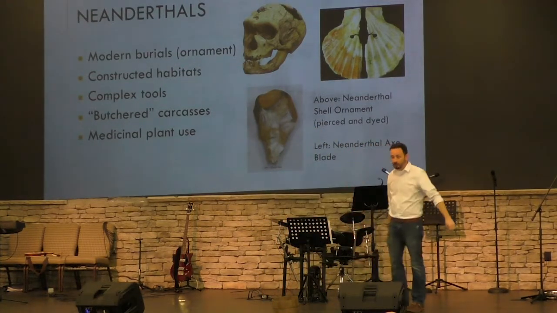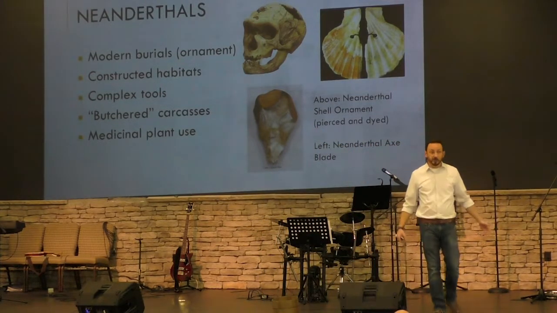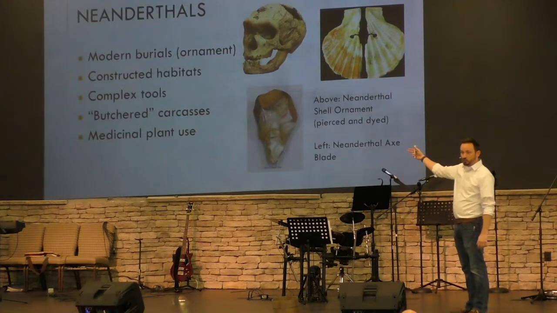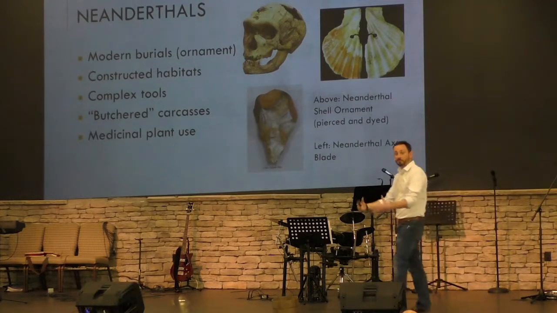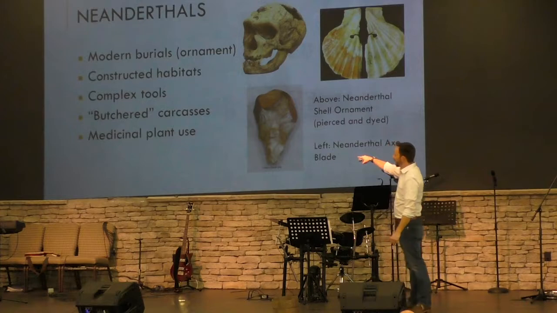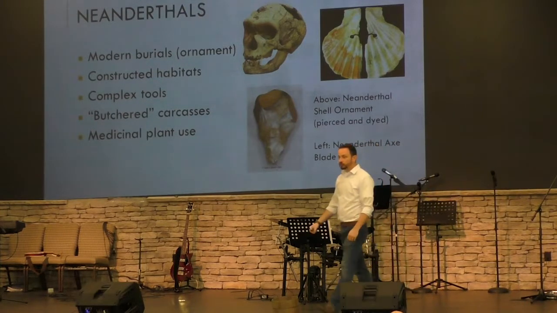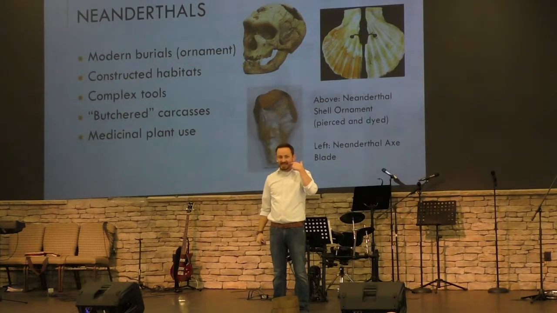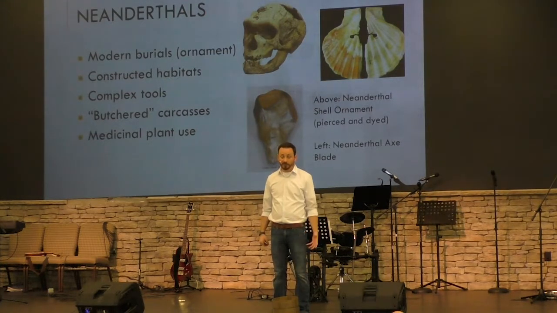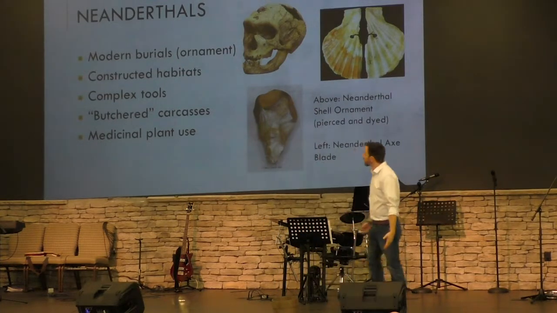They built habitats. We call them cavemen, but they built houses. We have evidence of that. They had complex tools. They butchered carcasses, because where you find Neanderthal bones, you find butchered animals. You can see where the tools hit the bones. They now know they found stuff in their teeth that indicates they used plants for their medicinal properties. So they knew, if I have pain and I eat that, the pain goes away. That sounds pretty smart. Monkeys don't do that. Human beings do that because they're smart.